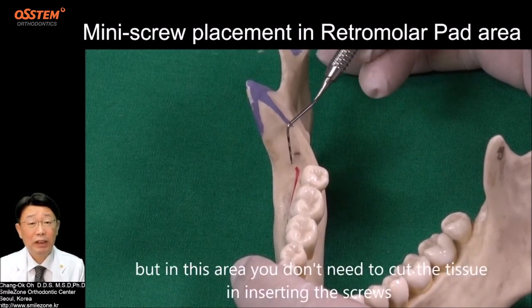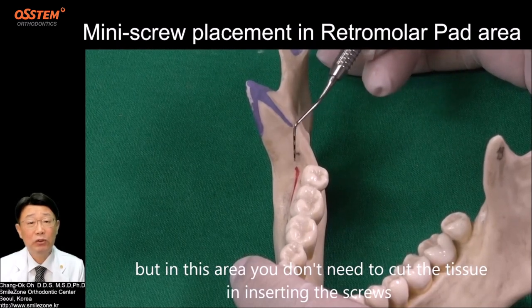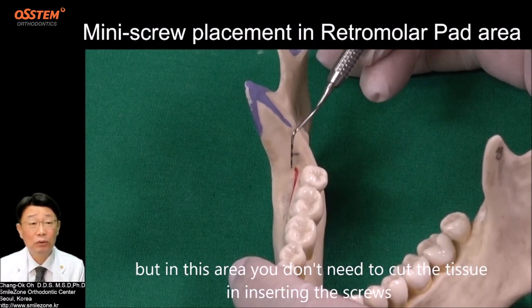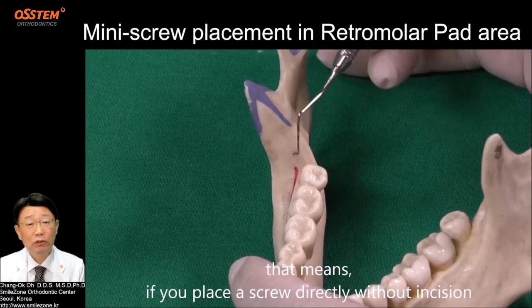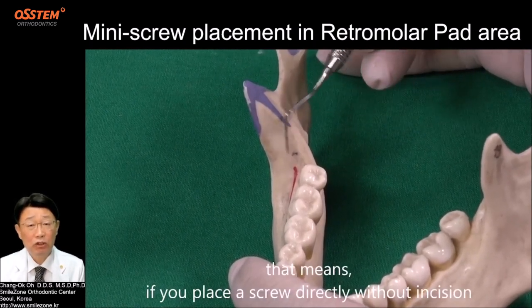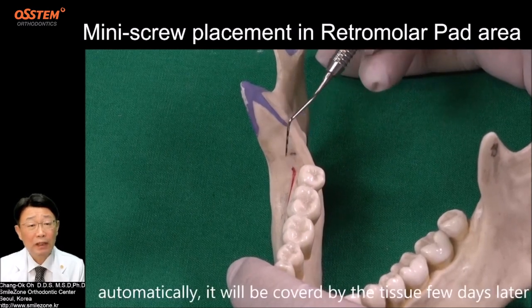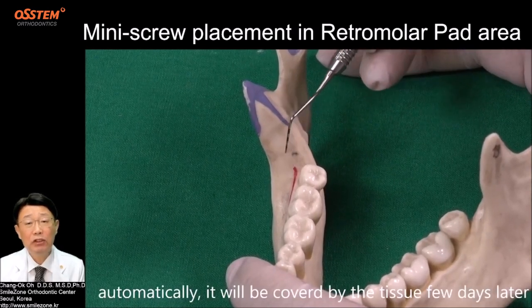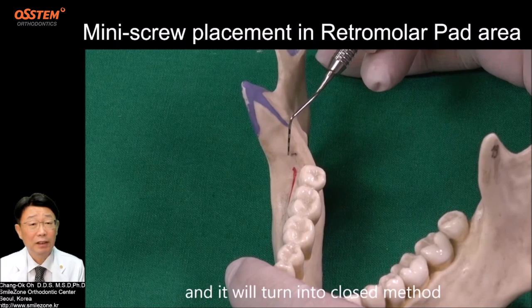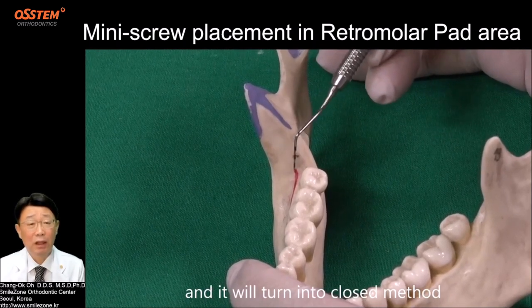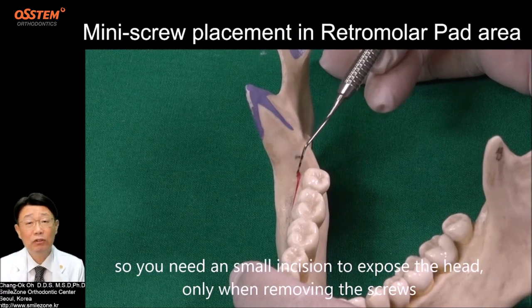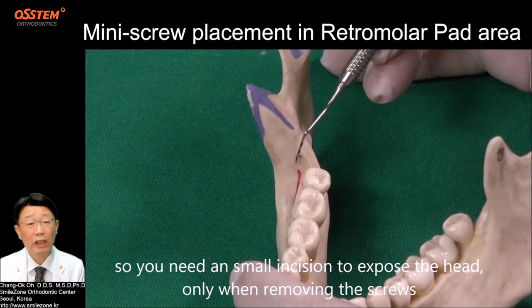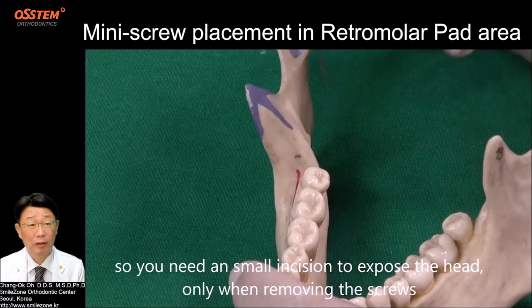But in this area, you don't need to cut the tissue in inserting the screw. That means if you place a screw directly without incision, automatically it will be covered by the tissue a few days later, and it will turn into closed method. So you need a small incision to expose the head only when removing the screw.